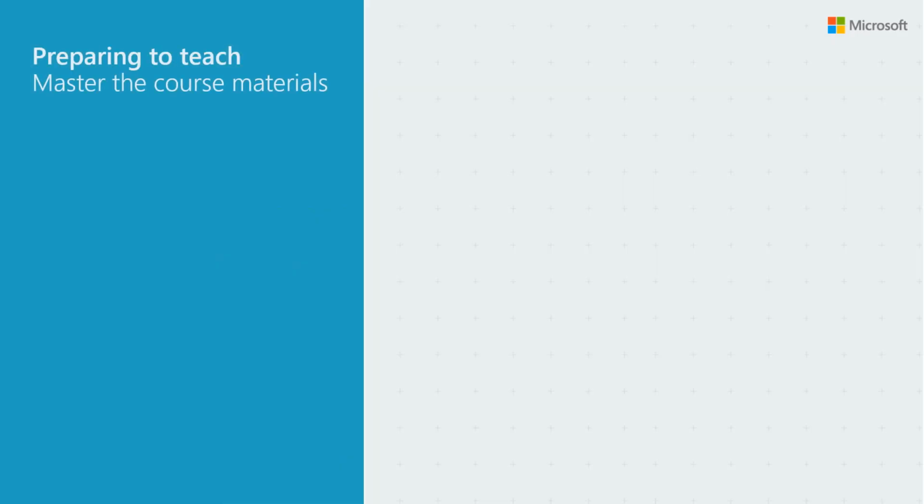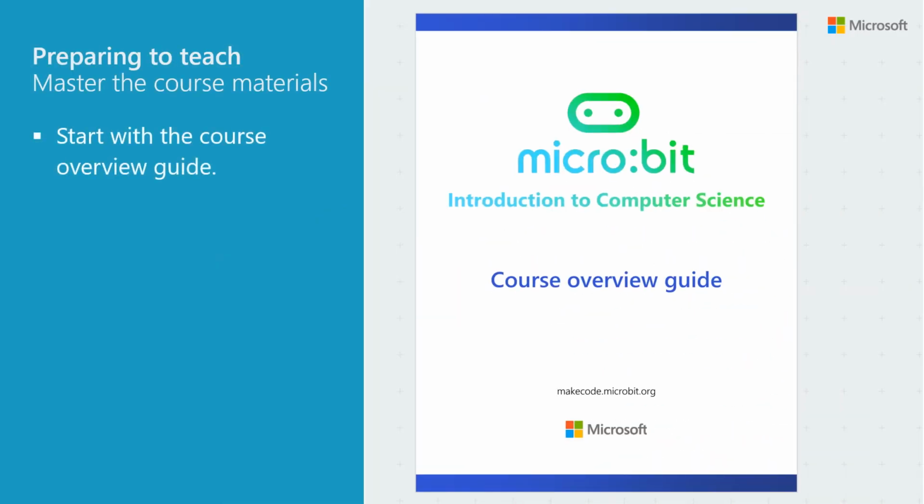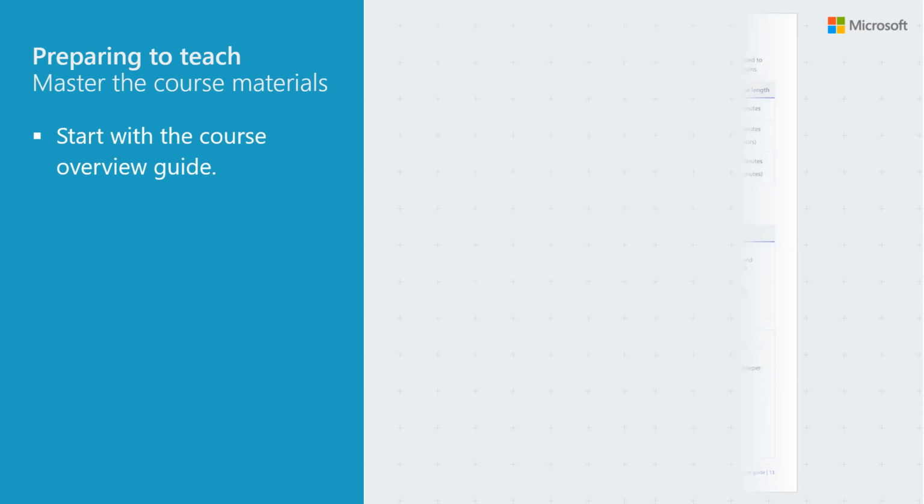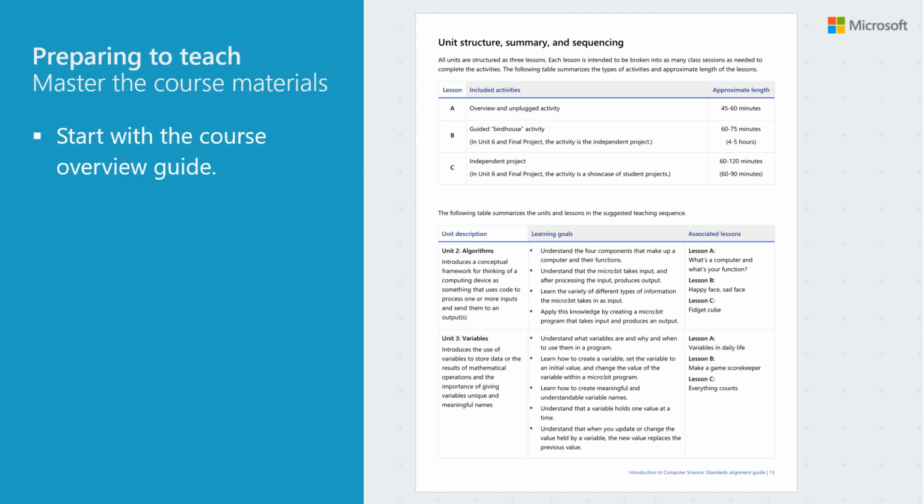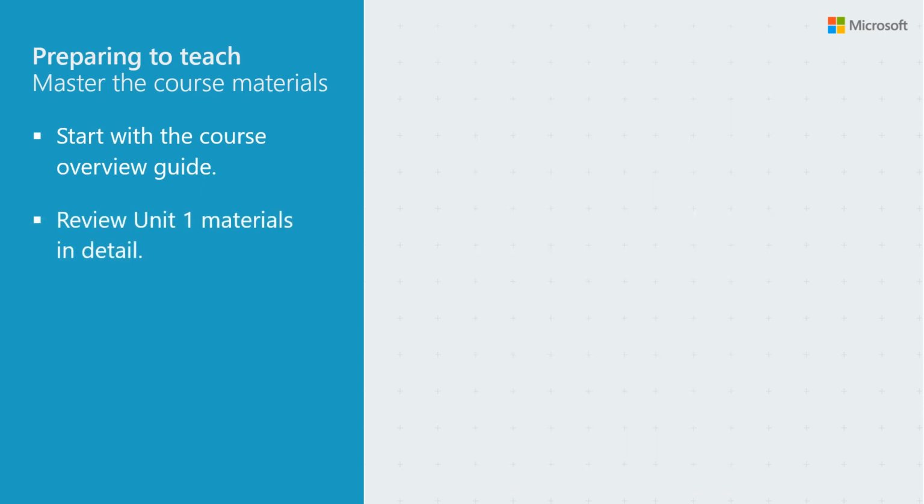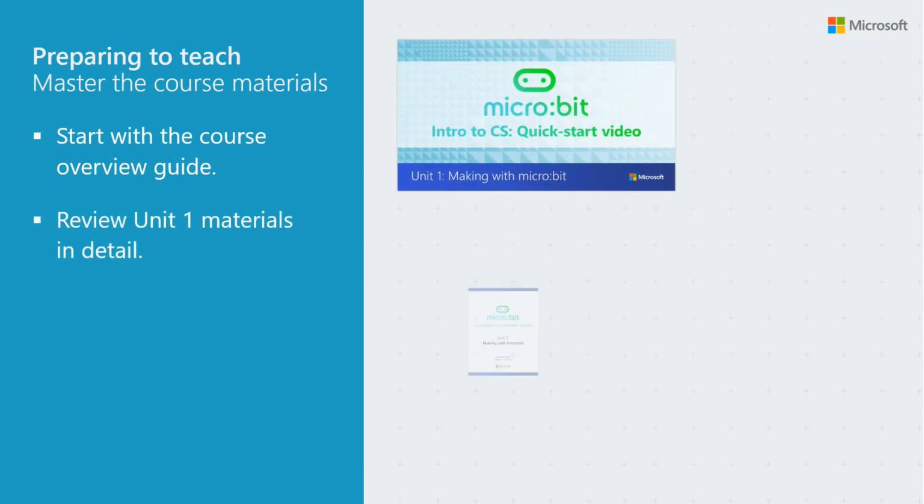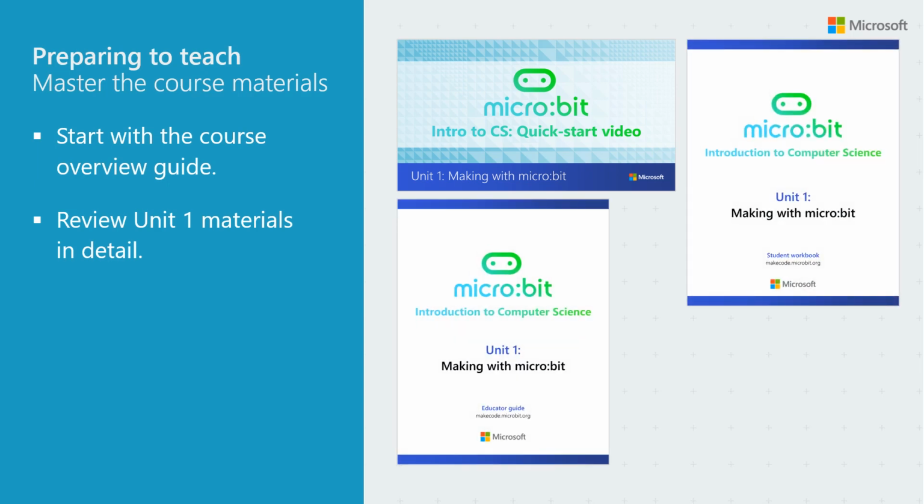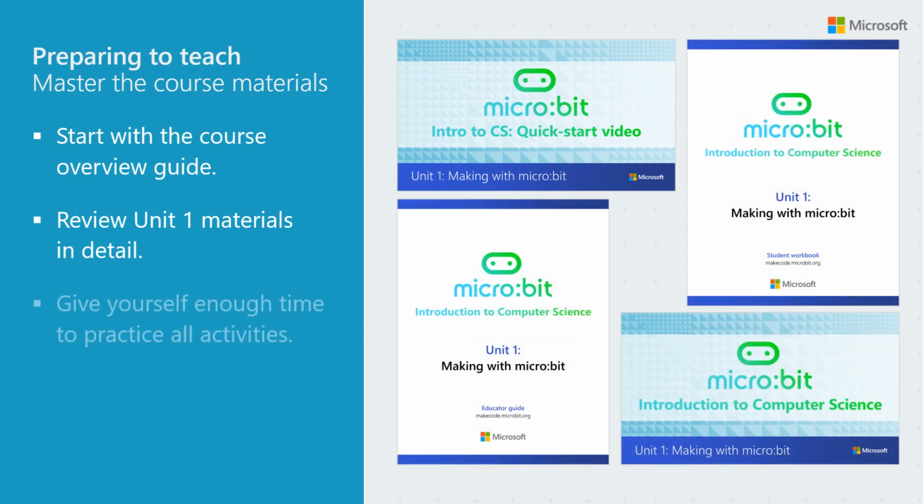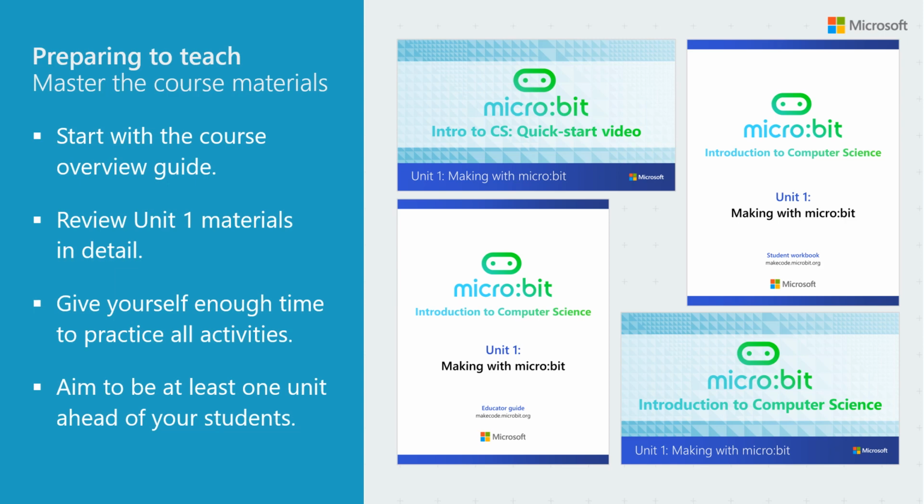So first off, to master the course materials, you're going to want to start by reviewing the full course overview guide. And you'll find descriptions of each unit in that guide. You'll want to review the Unit 1 materials in detail. And you'll want to give yourself enough time to practice all activities before every unit. Now, we suggest that you stay at least a unit ahead of your students, and that'll be really helpful for your planning and for your students' success.